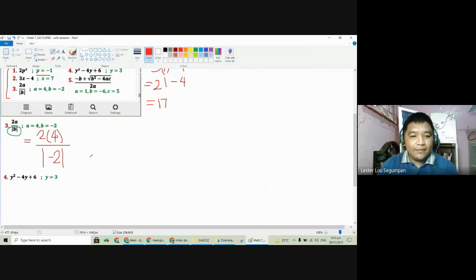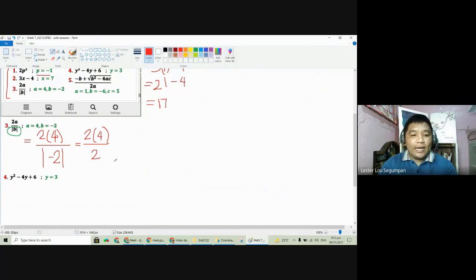After substituting, let's try to get the simplified value for this. Let me just copy first the numerator. Let me not simplify them. I would like to start with the absolute value notation in the denominator. When we talk about absolute value notation, we are getting the positive value of whatever is inside the notation. And the absolute value of negative 2 is positive 2.